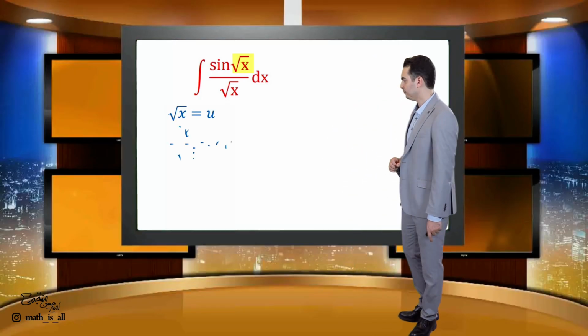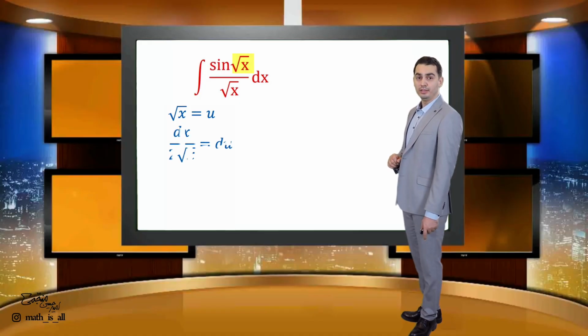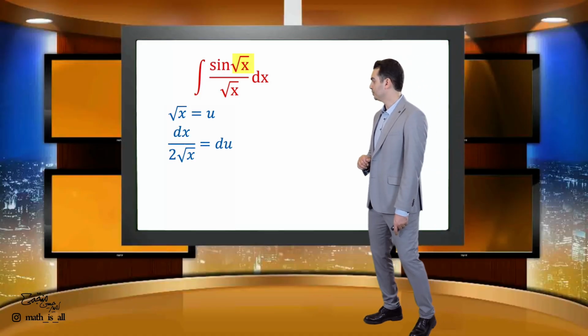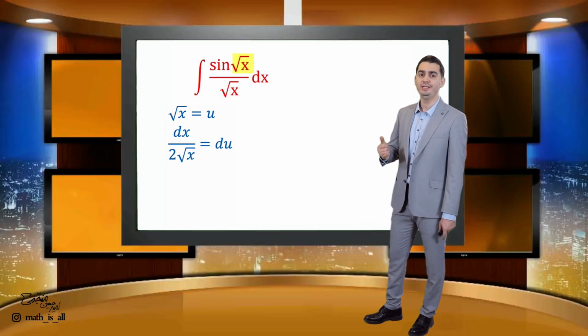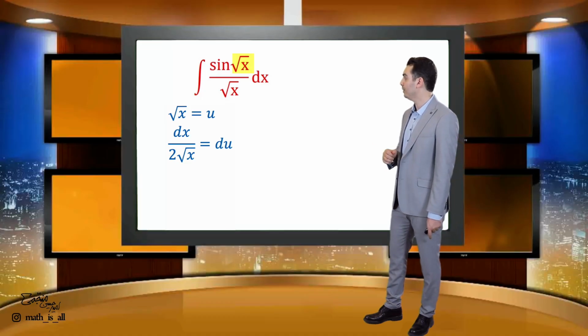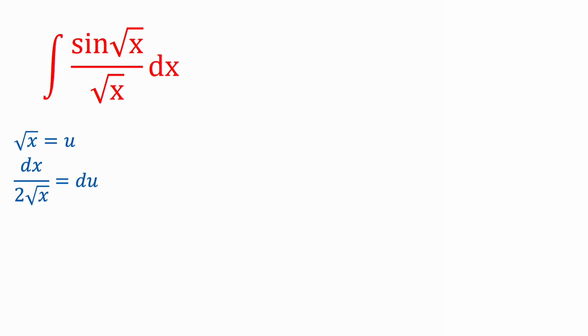Okay, let u be the square root of x. Its derivative, or rather its differential, is dx over 2 times the square root of x. But in our problem, we have dx over the square root of x, meaning the denominator doesn't have a 2. No problem at all. We'll just put the 2 in the denominator. We can't just change the problem statement like that. We'll also put a 2 in front of the integral to maintain its balance.